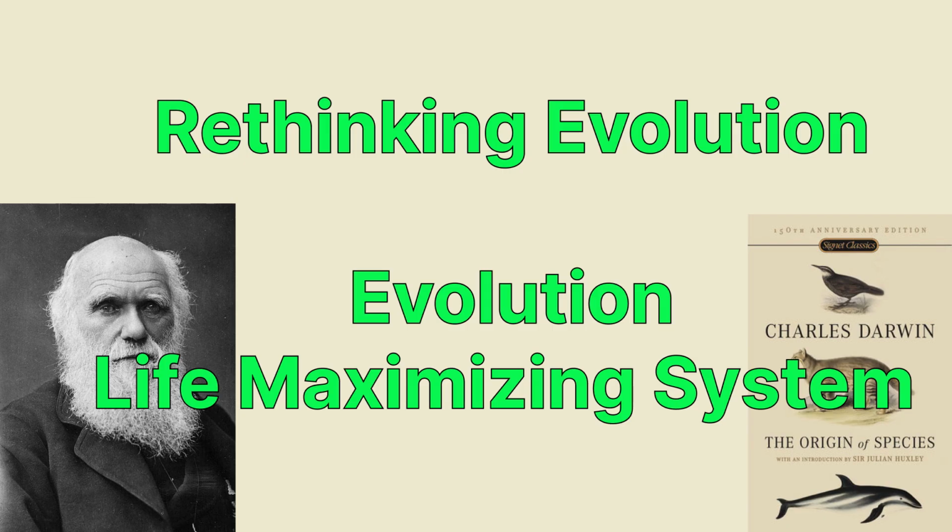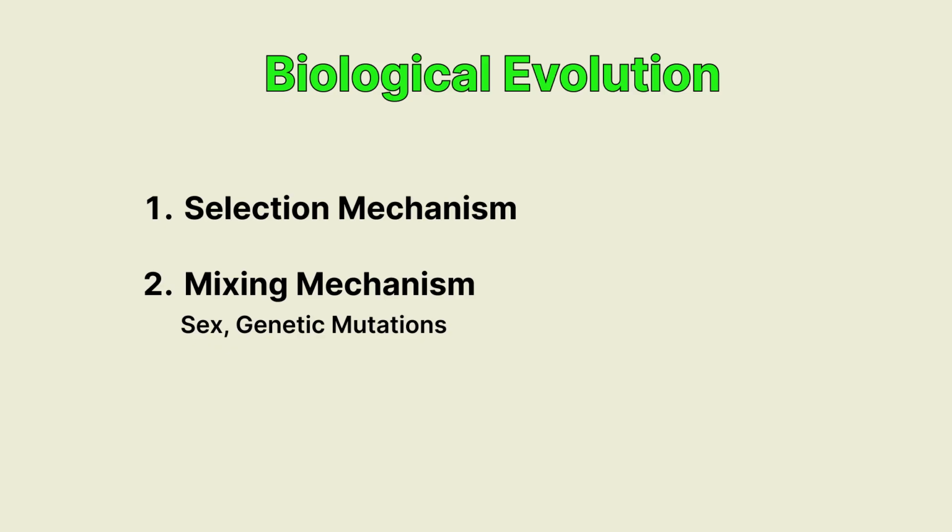Darwinian evolution is based on two simple observations. One, that there's a selection mechanism: not everything lives, and some species die out. And two, that there's a mixing mechanism, so we're not exactly like our parents. The two mixing mechanisms are sex and genetic mutations.